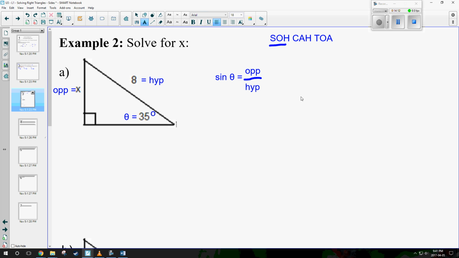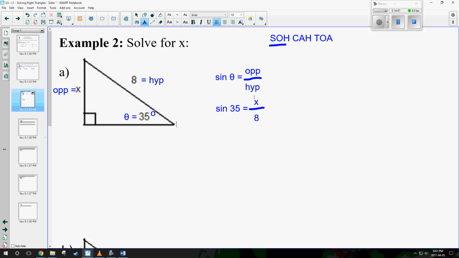Okay, so let's plug in the pieces into that equation that we know. We know that theta, which is our angle, is 35 degrees, so we have sine 35. And we know that our opposite value is the x, so we plug in the x for the opposite. And our hypotenuse value is 8, so we plug in an 8 for that. So we have sine 35 is equal to x over 8.